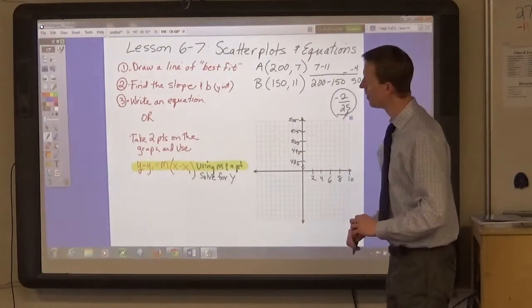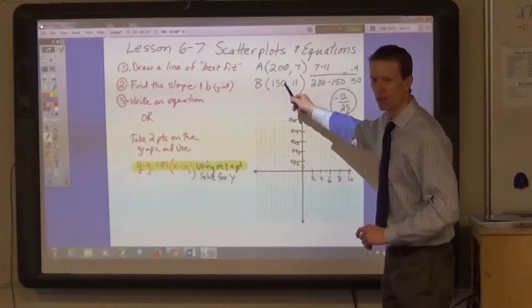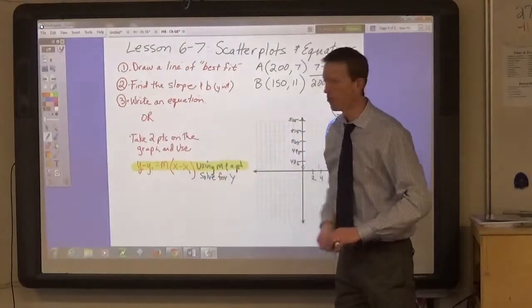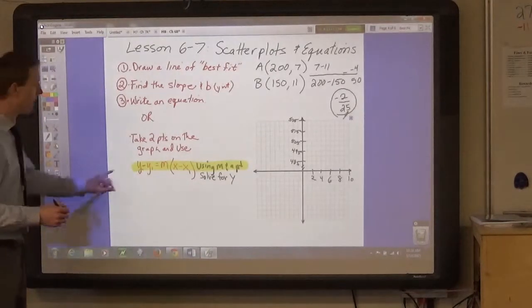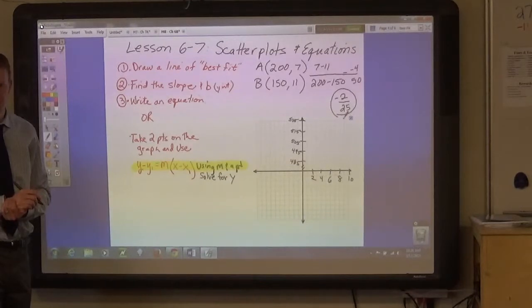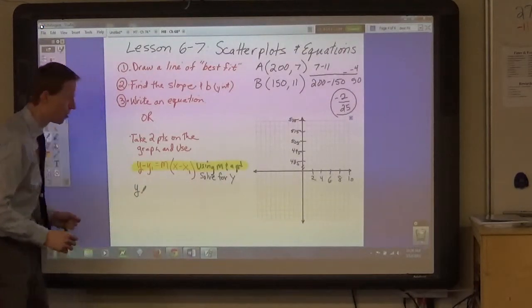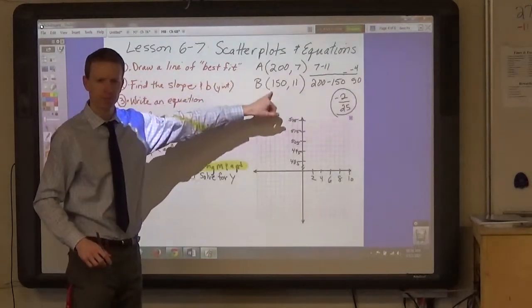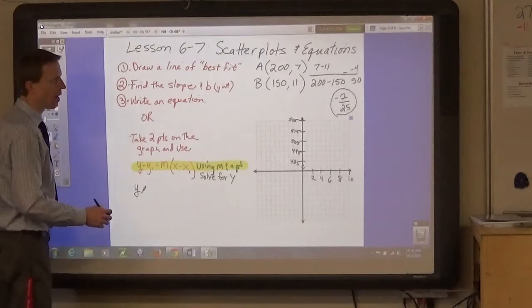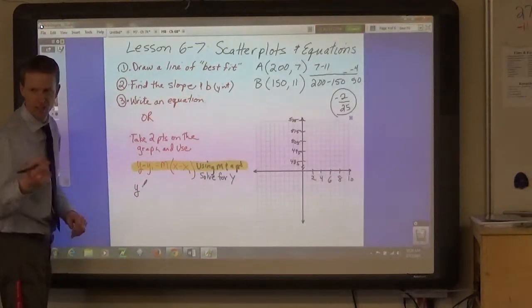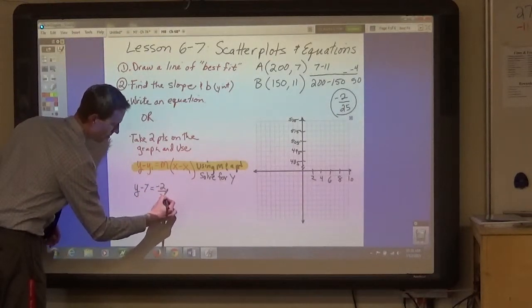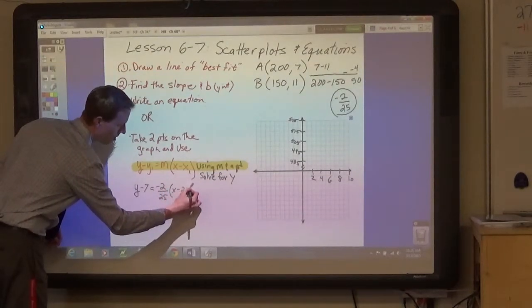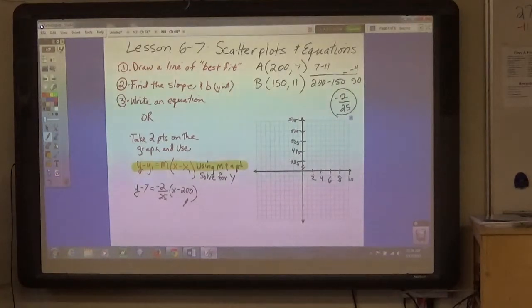Now, once we have the slope and we have points to work with, we can use the point slope formula, the one we've been using these last few lessons. y minus y1 equals m times x minus x1. So let's put this in. Which point would you like to use? Let's use 200, 7. So y minus 7 equals negative 2 over 25 times x minus 200. Good job. Now, simplify it.